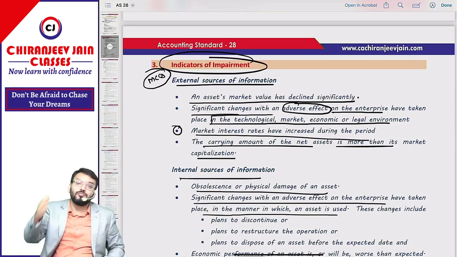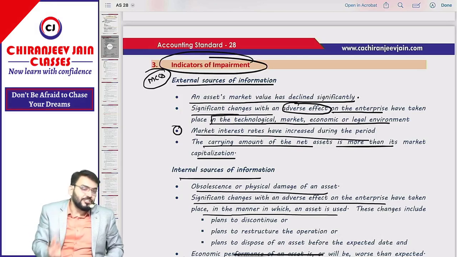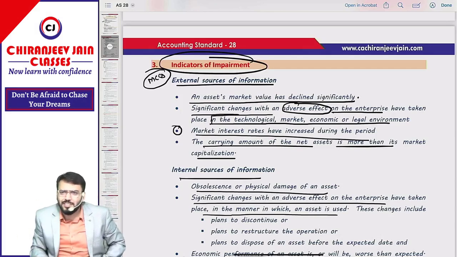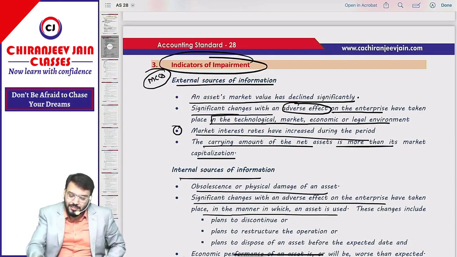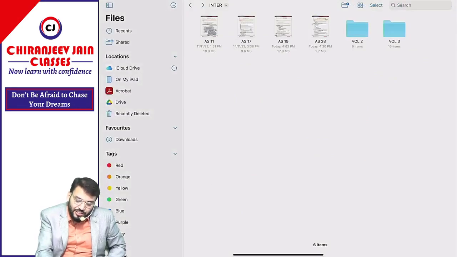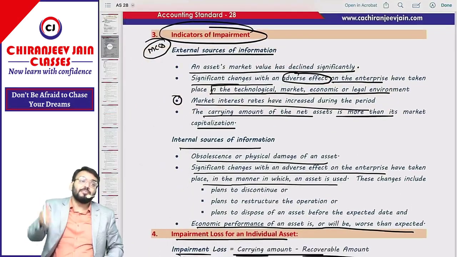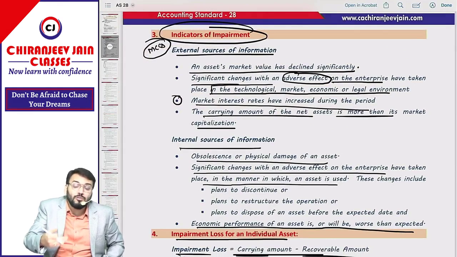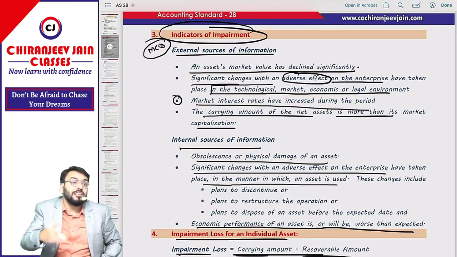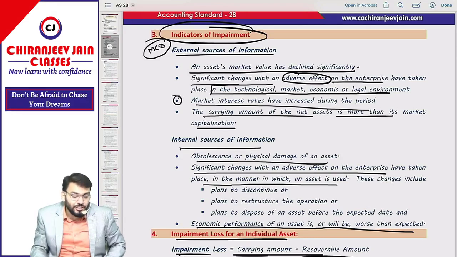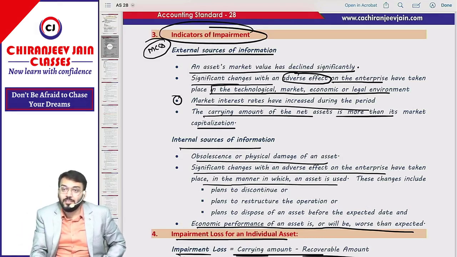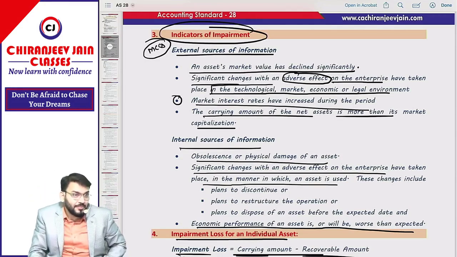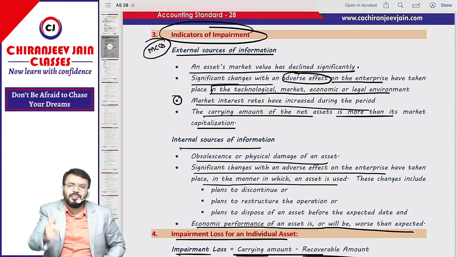So what can be the possible source of external indicator that we are discussing? First, market price of the asset has declined substantially. I think for this no discussion is required. Second, there are significant changes with an adverse effect on the entity which have taken place due to technological changes, legal changes, market changes or economic conditions, which give some adverse negative effect on the entity. Understood? So I have given two examples.